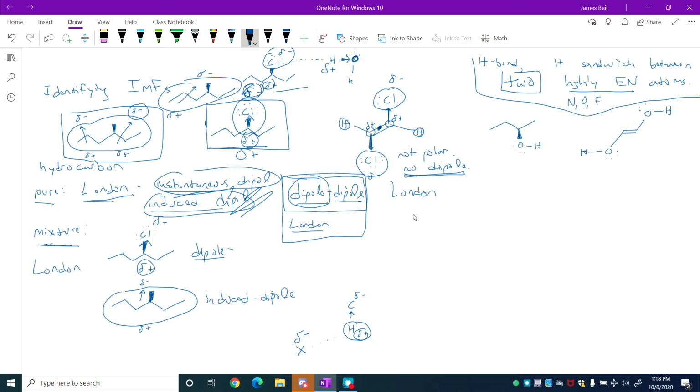So in order to be involved in dipole-dipole attractions, it has to have a permanent dipole, not just a dipole moment? Correct. Okay. Yep. So this structure is nonpolar. It really would only be capable of London forces with other molecules of the same type.